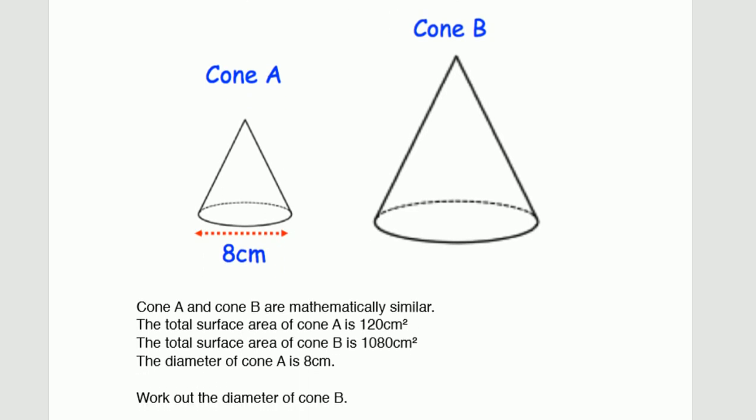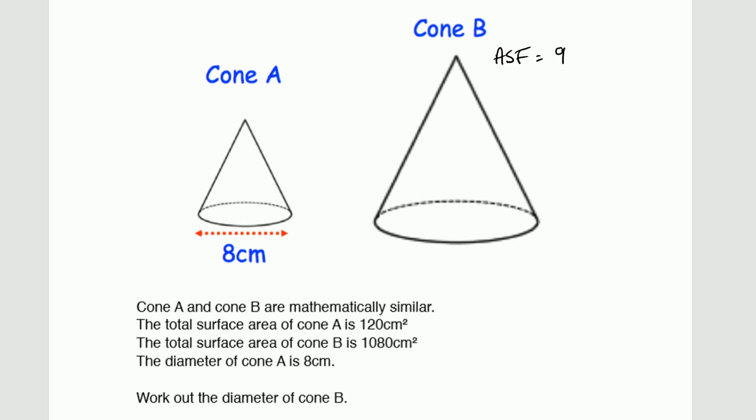So our next question is about two cones. Cone A and cone B are mathematically similar. We're given a surface area for A of 120 and a surface area for B of 1080. So if I can compare the areas, I can work out an area scale factor, which is going to be 1080 divided by 120, which is 9.